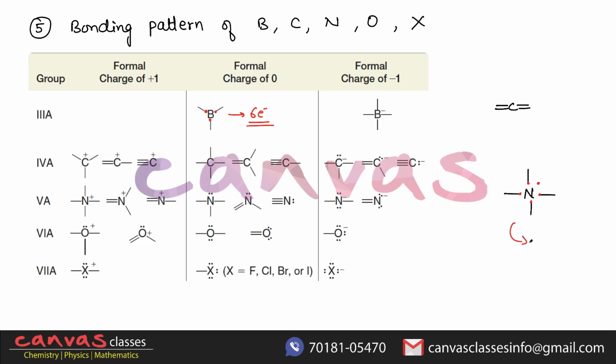4 bonds means a total of 8 electrons, because we are also counting the shared ones. Every bond is actually 2 electrons. So 8 electrons from the 4 bonds plus this additional one. Again the octet is exceeded, 9 electrons.